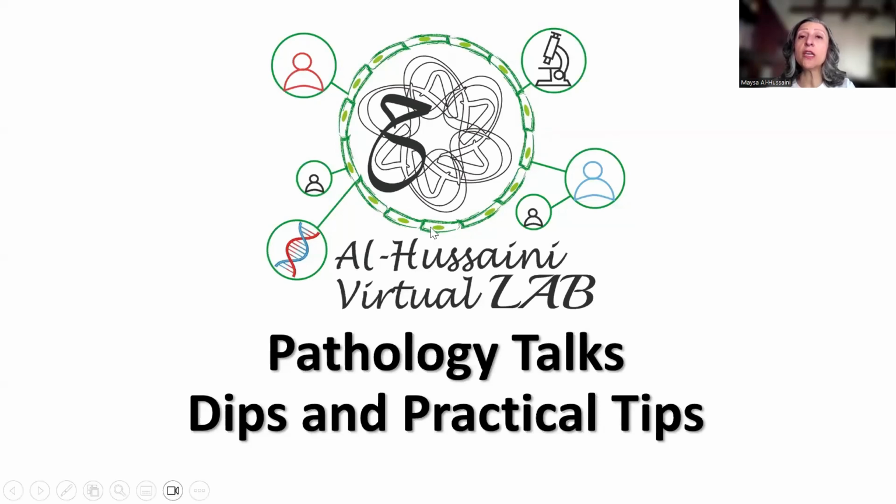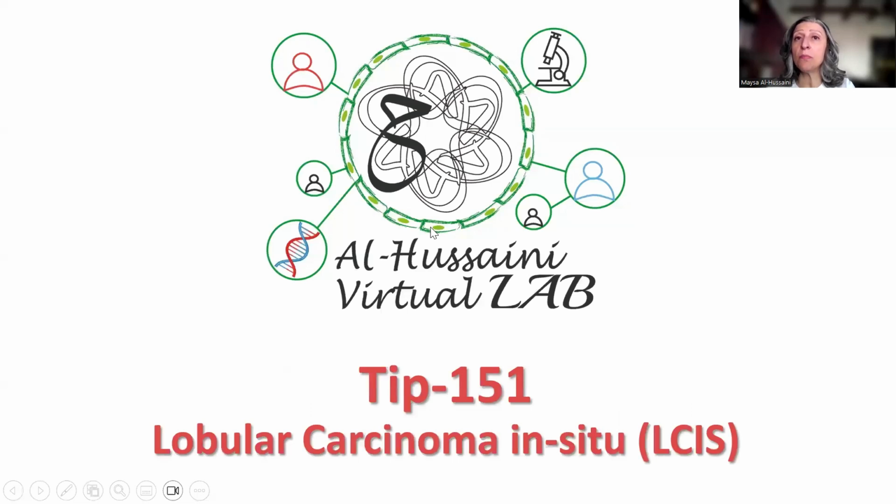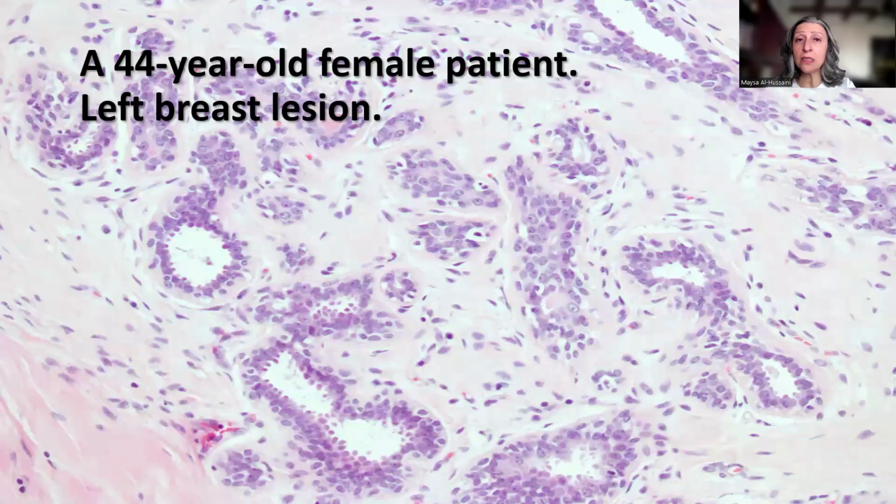What I'm going to be sharing with you today is a nice example of lobular carcinoma in situ. This is a case of a 44-year-old female patient. She's actually the same patient as in the previous tip. But apart from the breast lesion, which was clearly sectioned, represented in the sclerosing adenosis, the ductal carcinoma in situ, and the invasive carcinoma that I shared with you in the previous tip, this was from the adjacent, what appeared to be the adjacent normal breast.